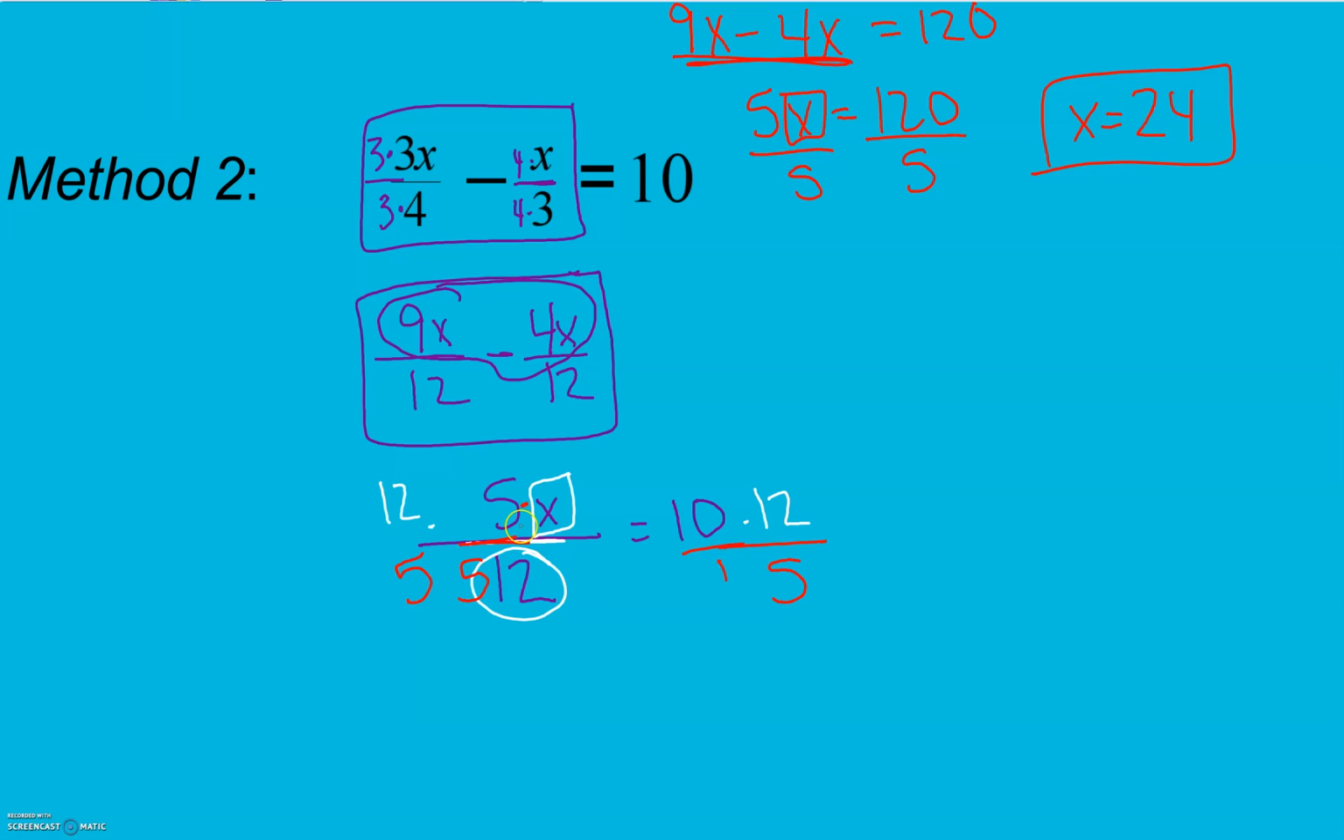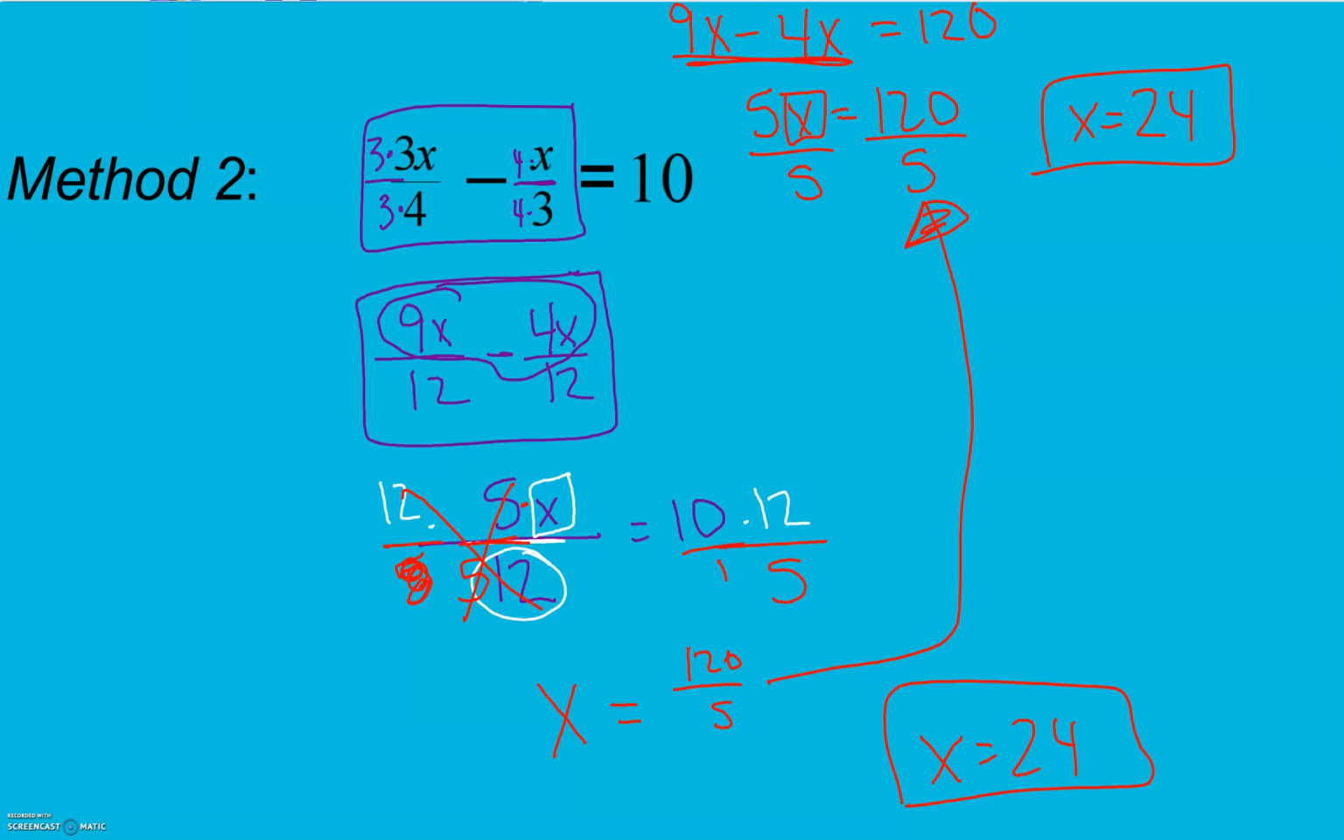It's the same as if we'd have looked at this and been like, okay, well, I'm being multiplied by a fraction. I can solve it by multiplying by my reciprocal. On the left side, all I have left is x. On the right, I have 120 divided by 5, which should look familiar from right here. And we're going to get to 24.